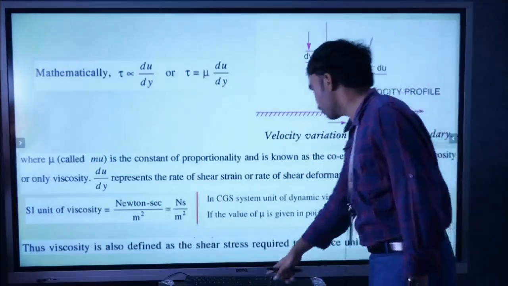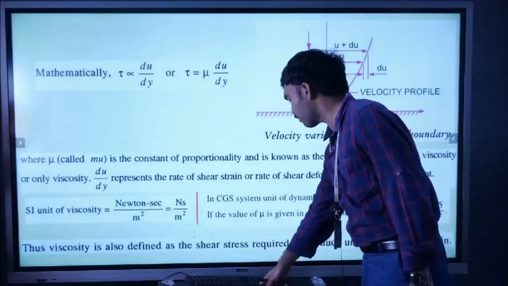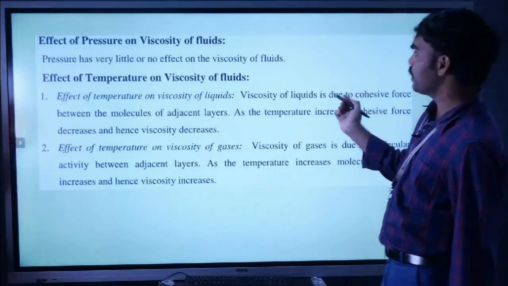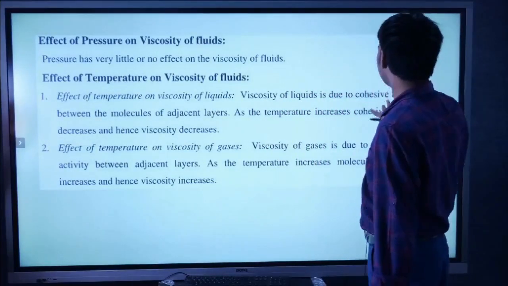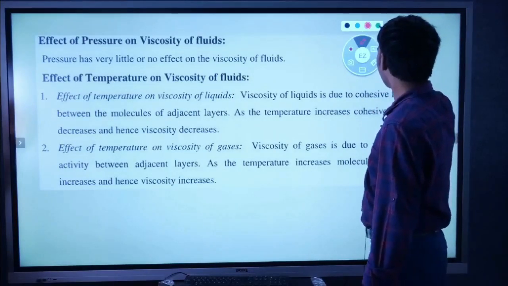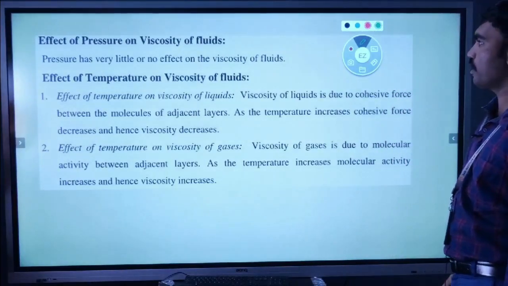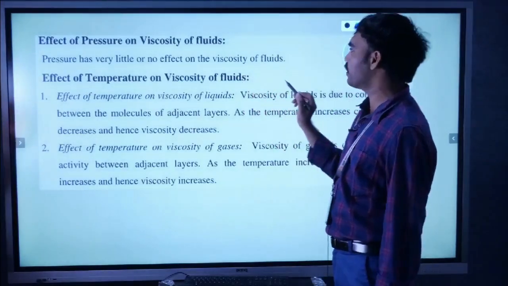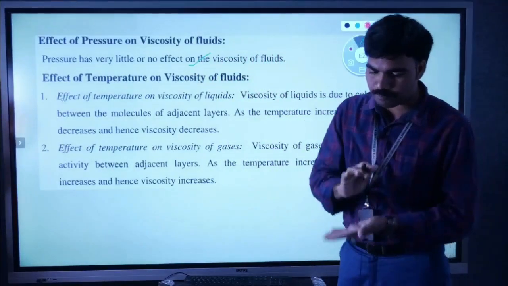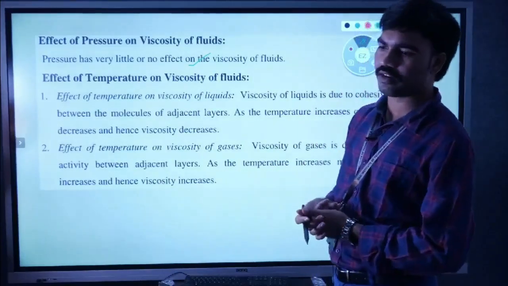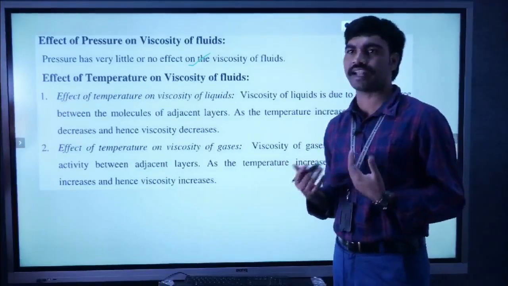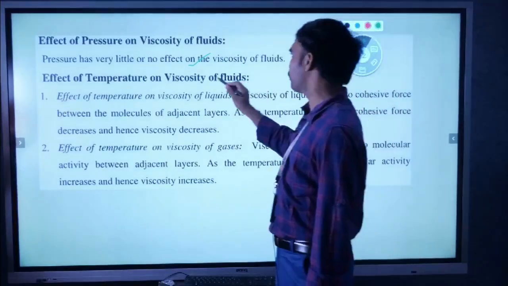Now we will try to solve some numerical problems, and before that we will try to understand the factors influencing viscosity. Pressure and temperature influence viscosity. The pressure has very little or no effect on the viscosity of fluids. If you apply pressure on the fluid, it will influence, but very little, so you can neglect it. So we can avoid the influence of pressure on viscosity.